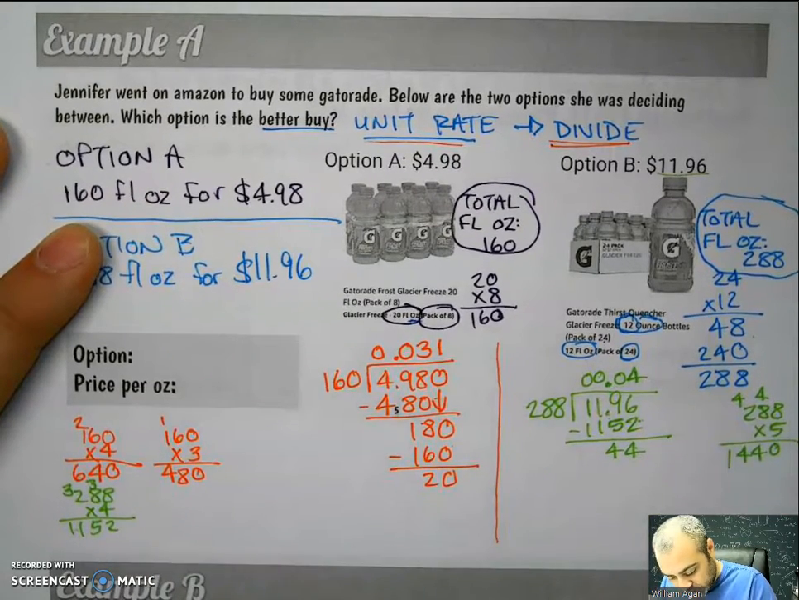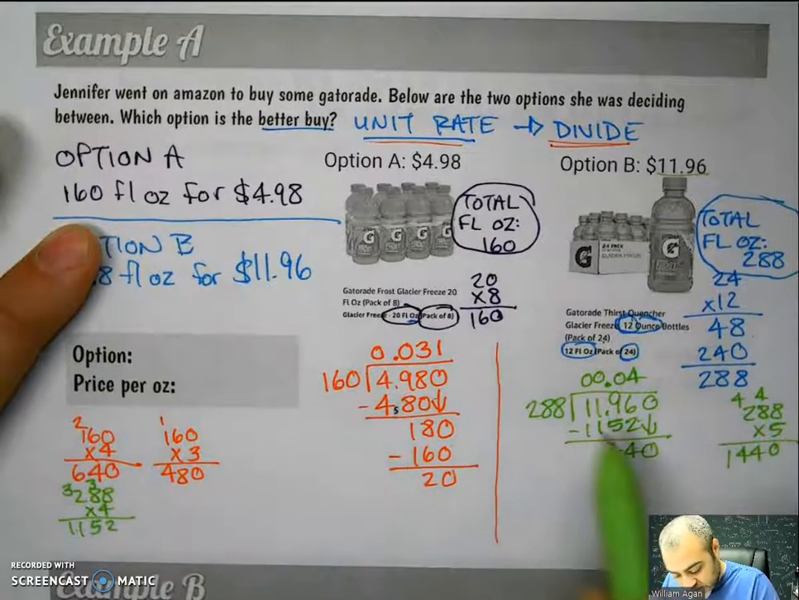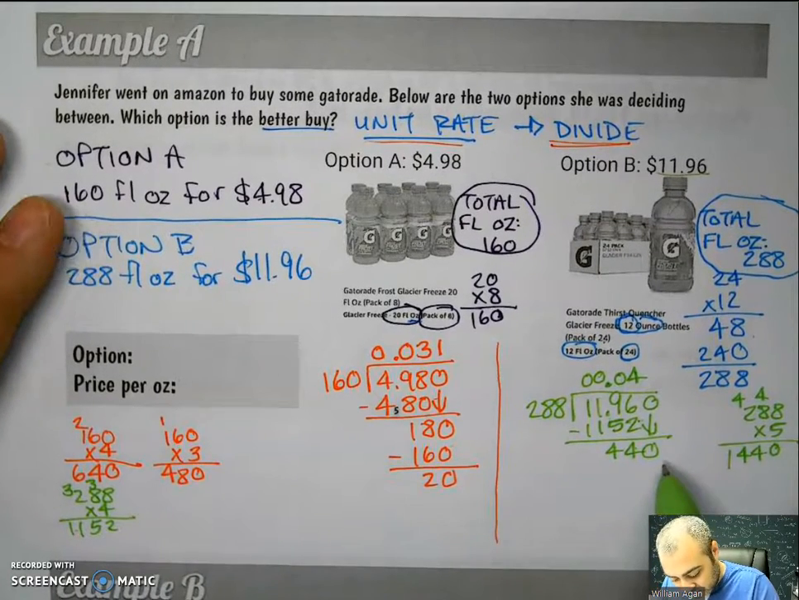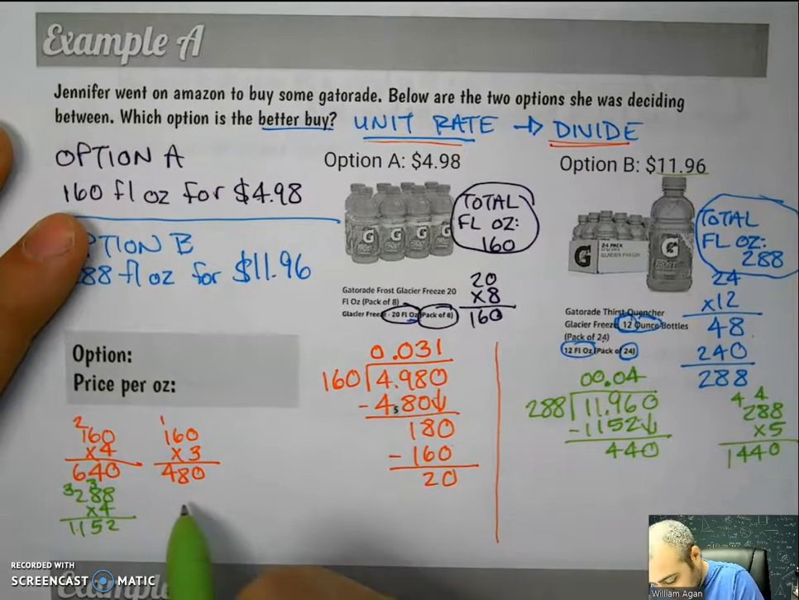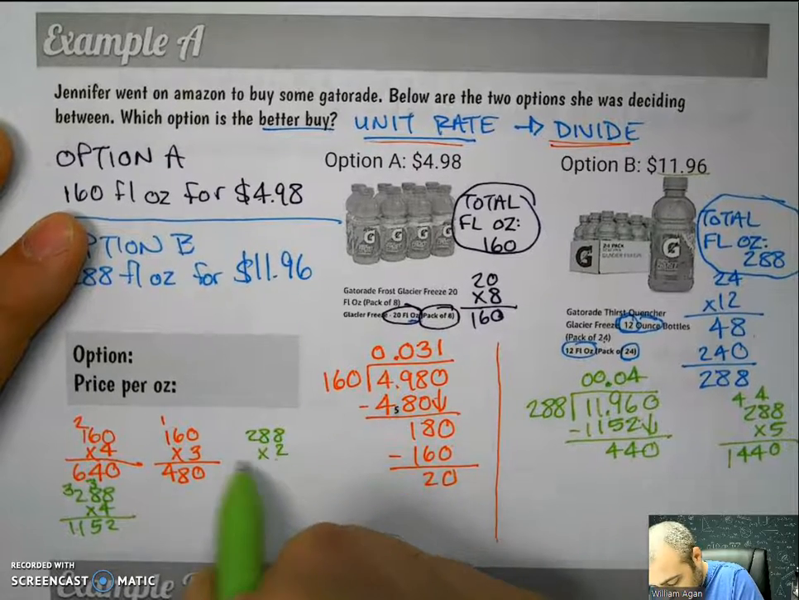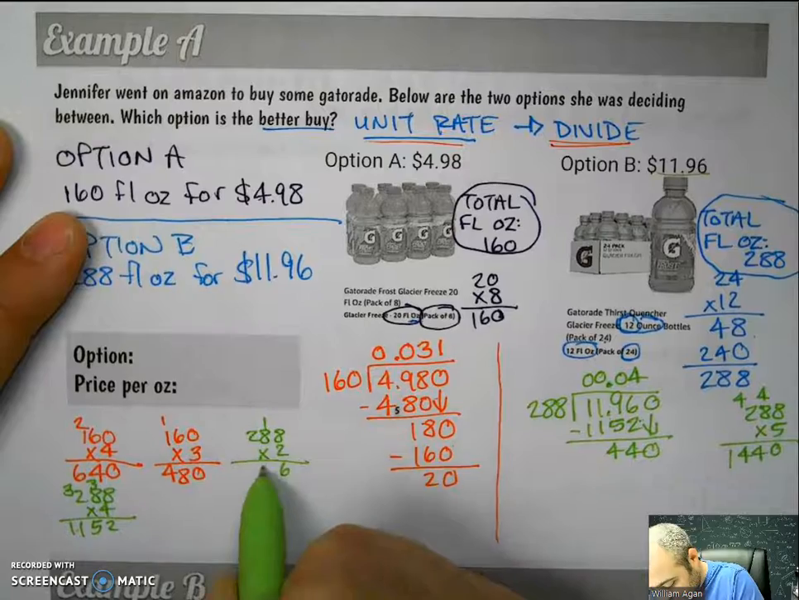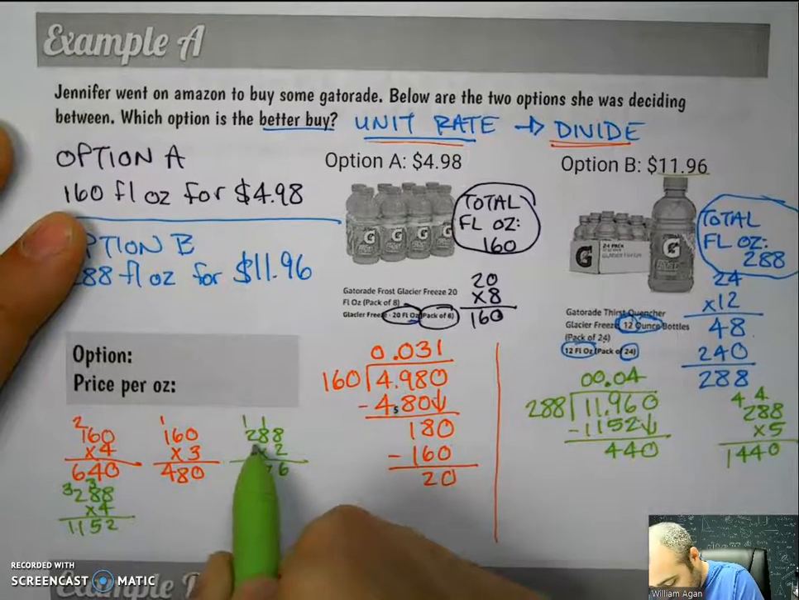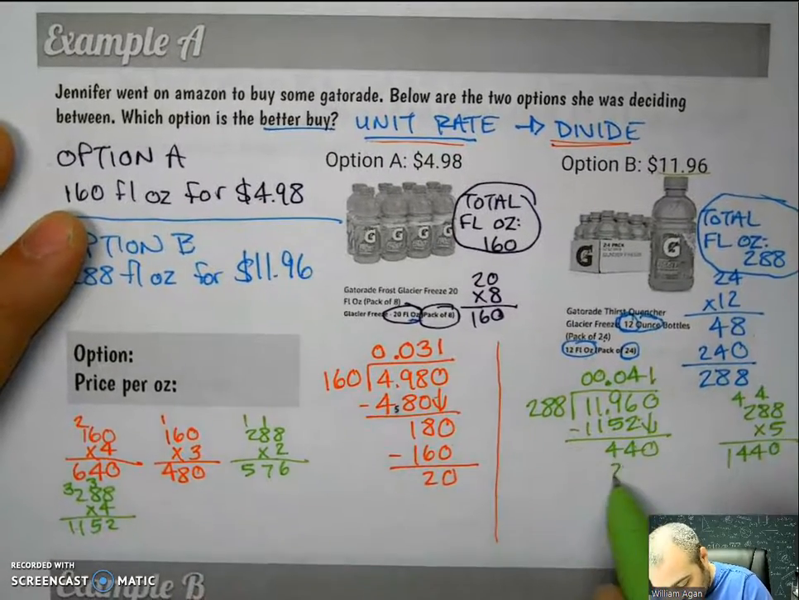I subtract, and I get 44. Add a 0, bring it down. And how many times will 288 go into 440? Well, I know it will go in at least once, but will it go in twice? Let's check. 288 times 2. 8 times 2 is 16. 8 times 2 again is 16, plus 1 is 17. 2 times 2 is 4, plus 1 is 5. Nope, that's too much. So this will only go in one time.